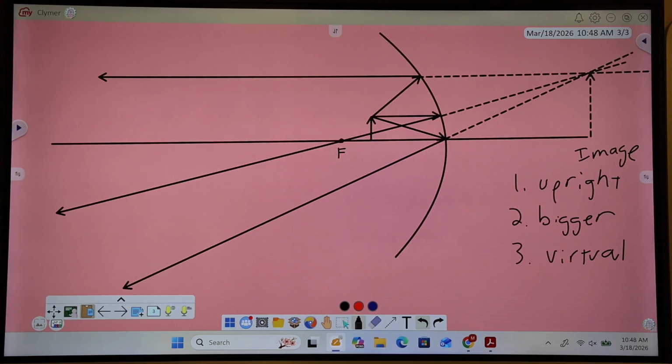And now again, anyone that has used a makeup mirror knows what this is. You get right up close to a makeup mirror, it magnifies your face or whatever you're doing. And you're upright. It would not be very useful if your makeup mirror had you upside down. It would make everything really hard to do. So this is what happens when your object is inside of your focal point in a concave mirror. You get this situation.